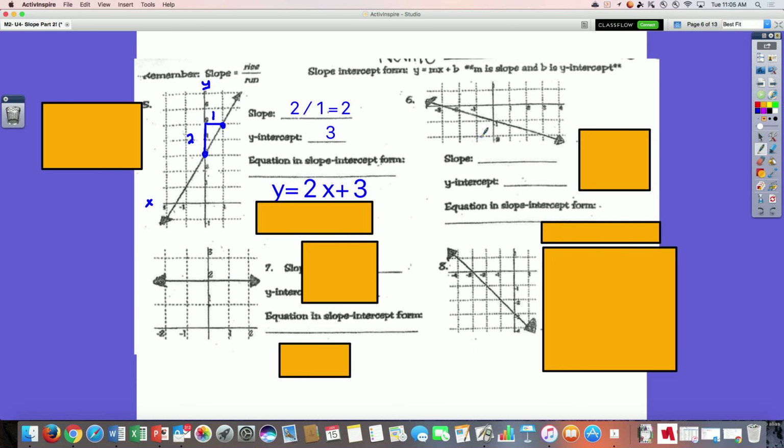Let's do number 6. Remember to pick points that are right on the line. So I'm going to rise up, which sometimes means go down, right? I'm rising down. And run to the door. So -1, this line drops. You know this slope's negative. Nice, negative.